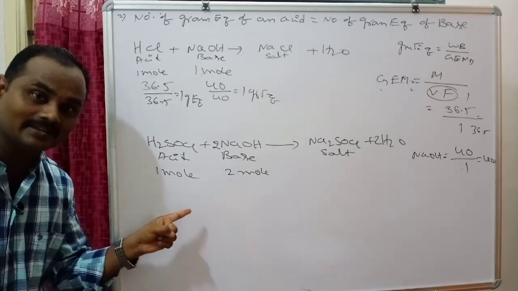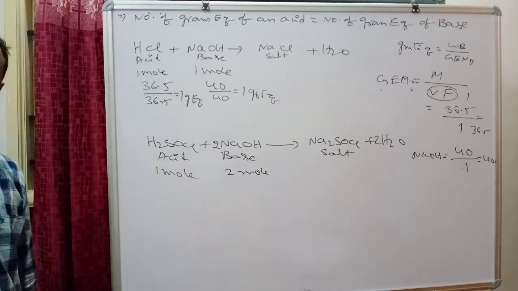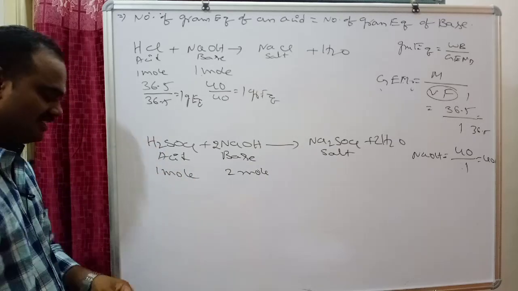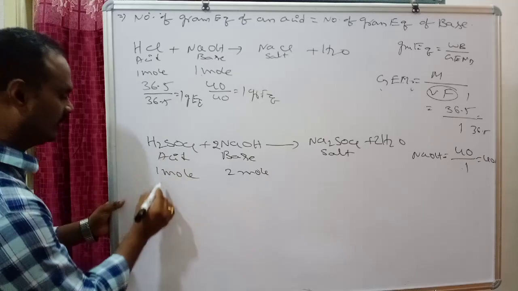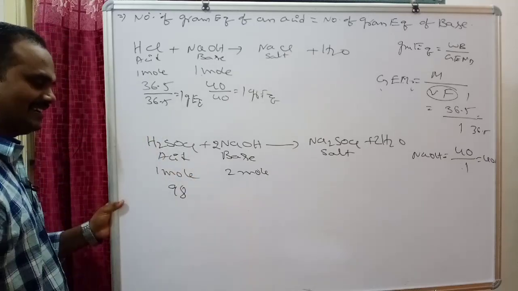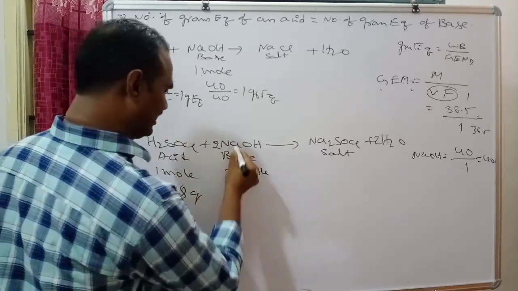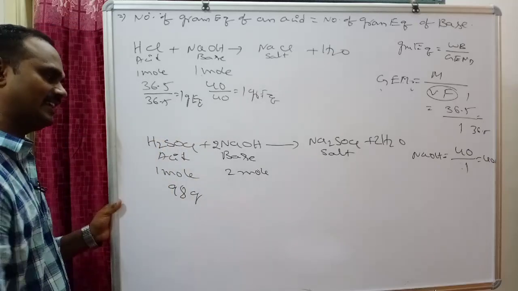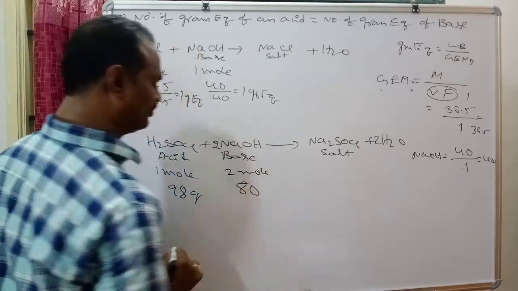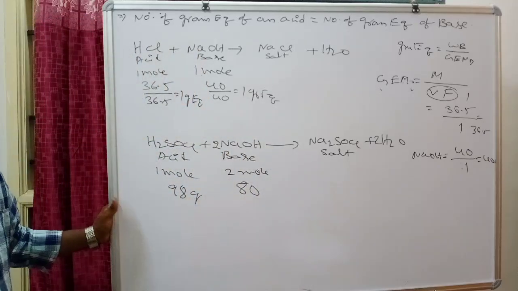But here also, gram equivalents are equal. Gram equivalent of acid and base: you have to see, 1 mole of H2SO4 is 98 grams. Here sodium hydroxide, 1 mole is 40 grams. 2 moles we have taken, it means 2 into 40, 80 grams.